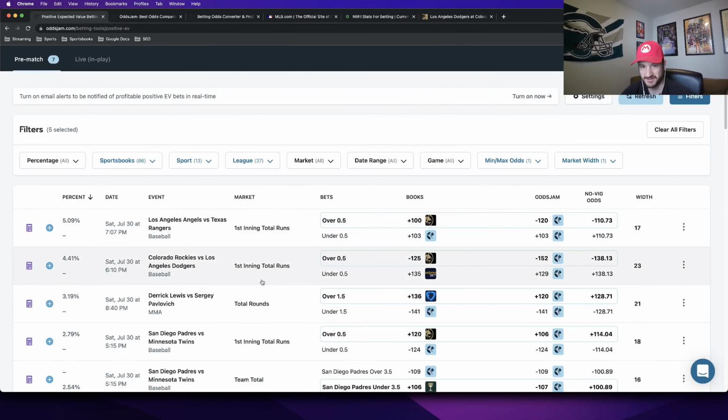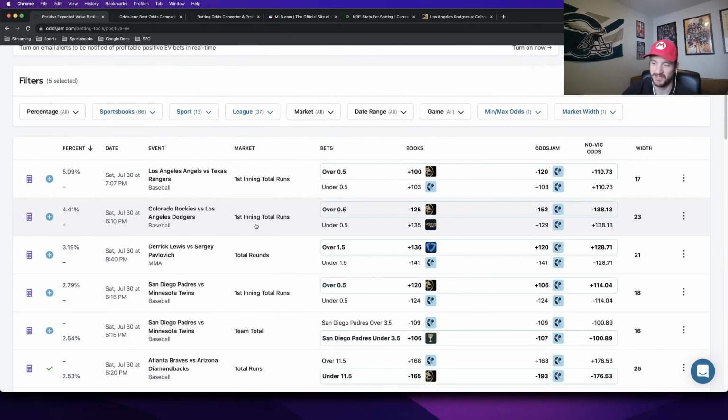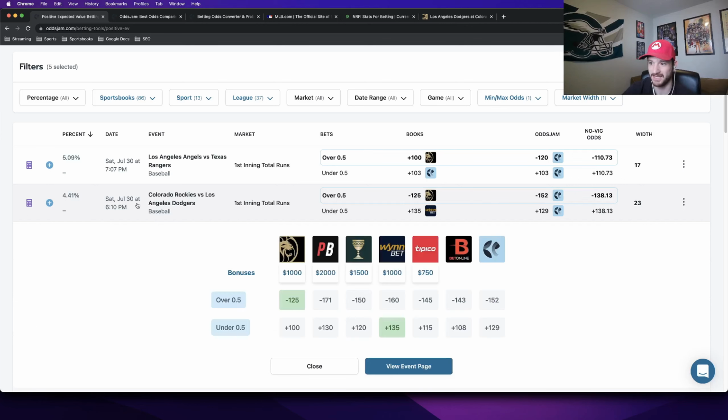There's a couple other reasons why I like this one. Number one, one thing that I really, really like doing before deciding whether I should take a bet or not is just look at where every other book has pricing for this play. So if you just click into any positive EV play, it pulls up the odds from every other book. And what we see here is the OddsJam line, minus 152, BetMGM, minus 125.